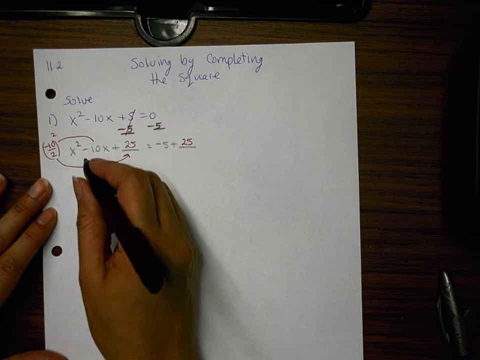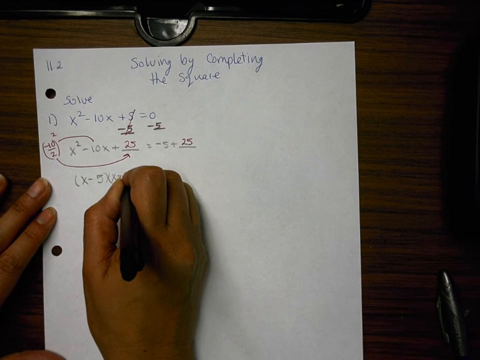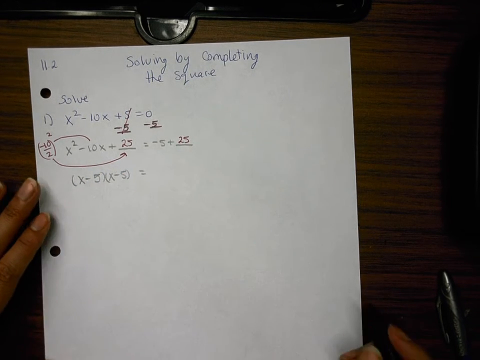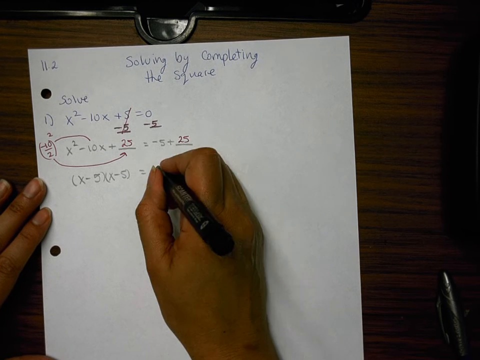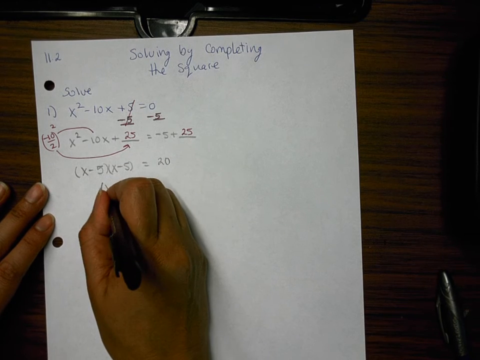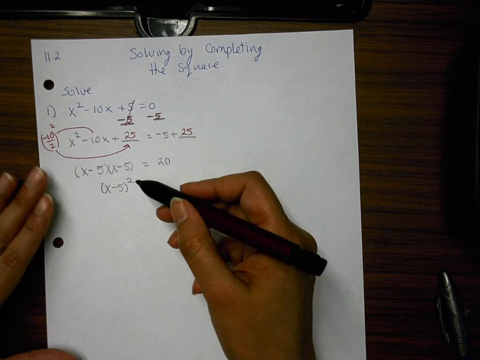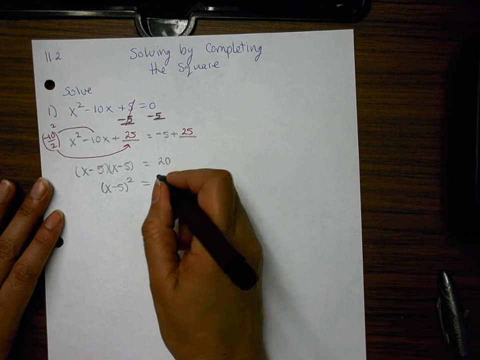And this, when I factor, is x minus 5 and x minus 5. That's what we do. Our next step is factor. Negative 5 plus 25 is positive 20. And then I write this as a quantity squared. Again, as I've said in a previous lesson, that's the whole reason we complete the square, is to be able to write it as a quantity squared.